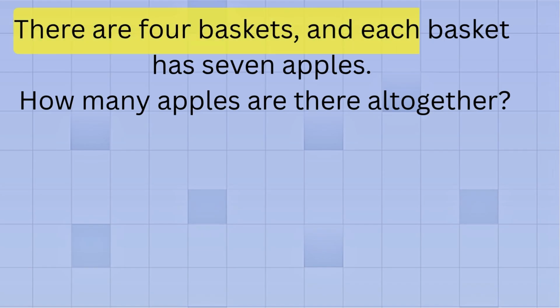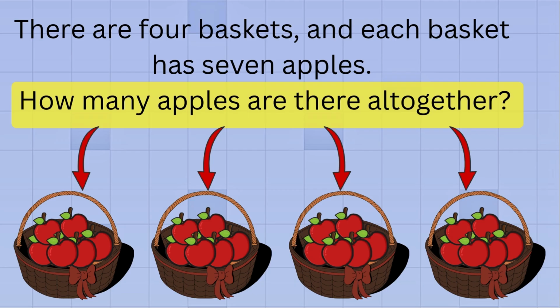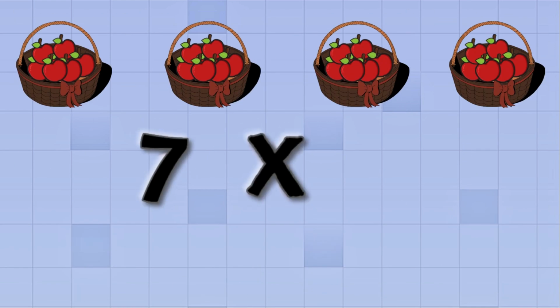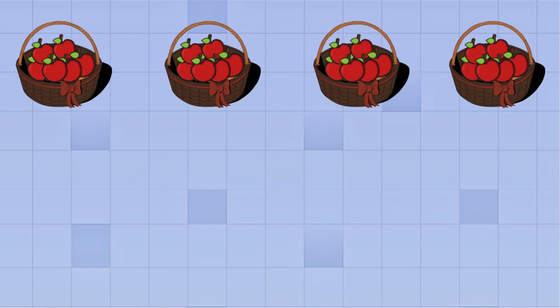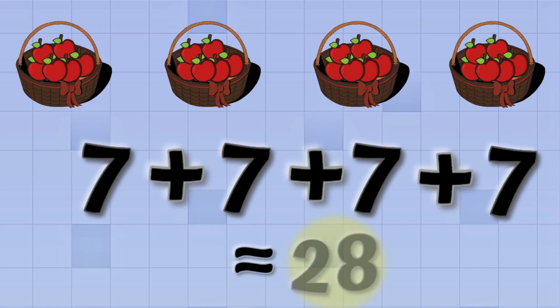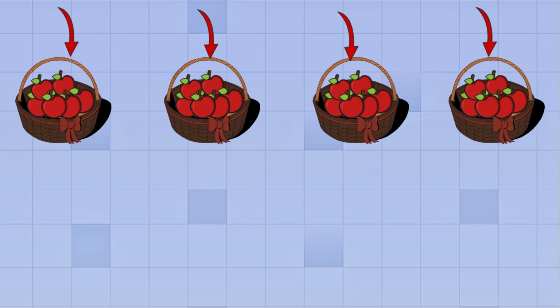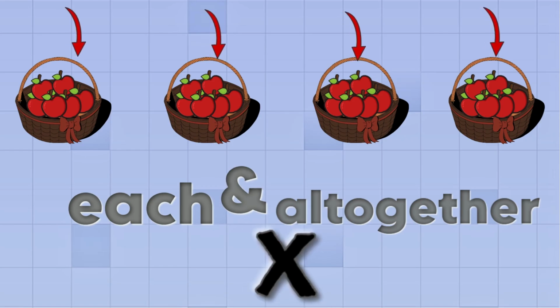All right, there are 4 baskets, and each basket has 7 apples. How many apples are there altogether? Since the word each and altogether are here, we know what to do. We multiply 7 times 4, which equals 28. So, there are 28 apples altogether. But still, if you find addition helpful, you can add 7 plus 7 plus 7 plus 7, and you will still get 28. Whenever you see equal groups and the words each and altogether, you know that multiplication is a faster way to find the total.